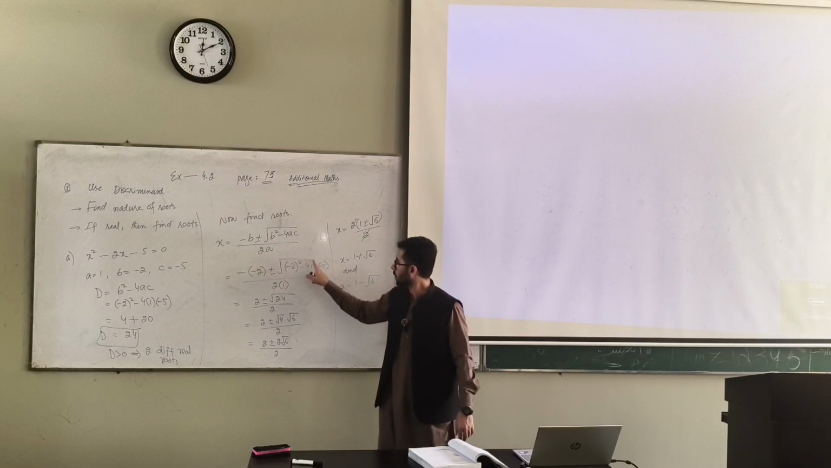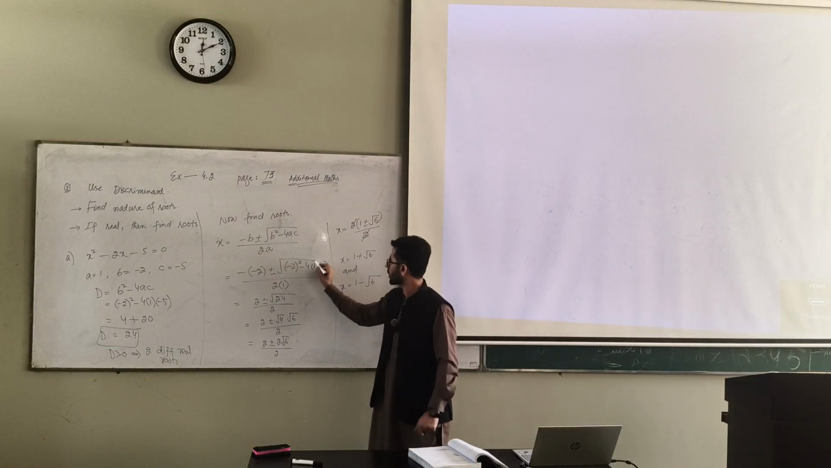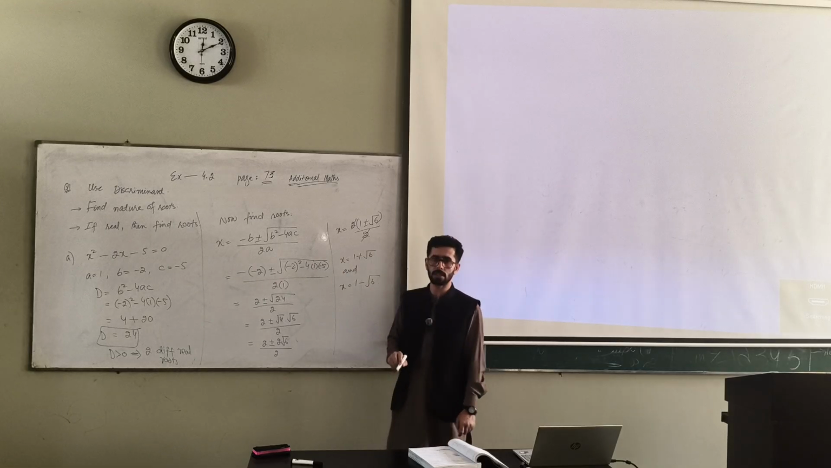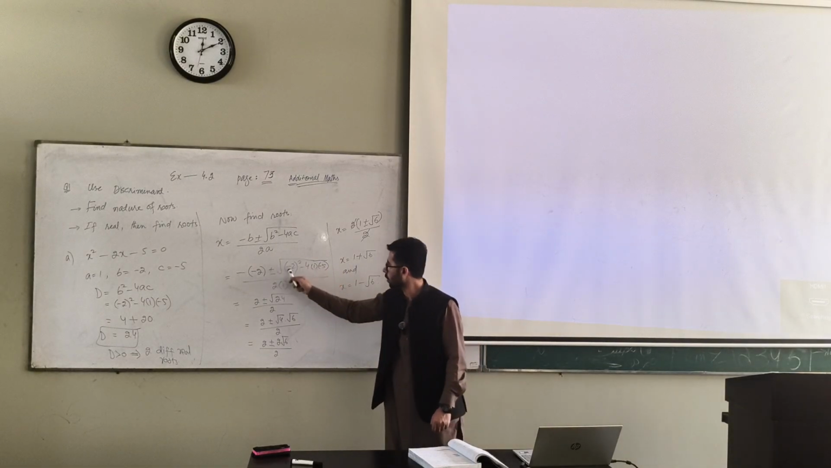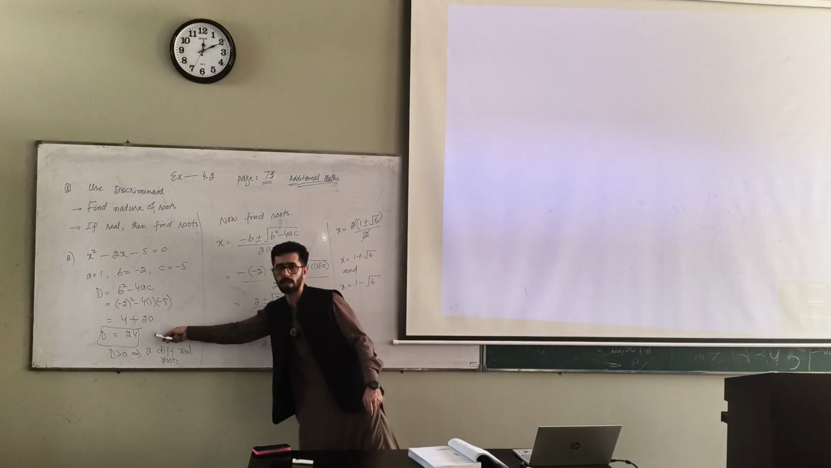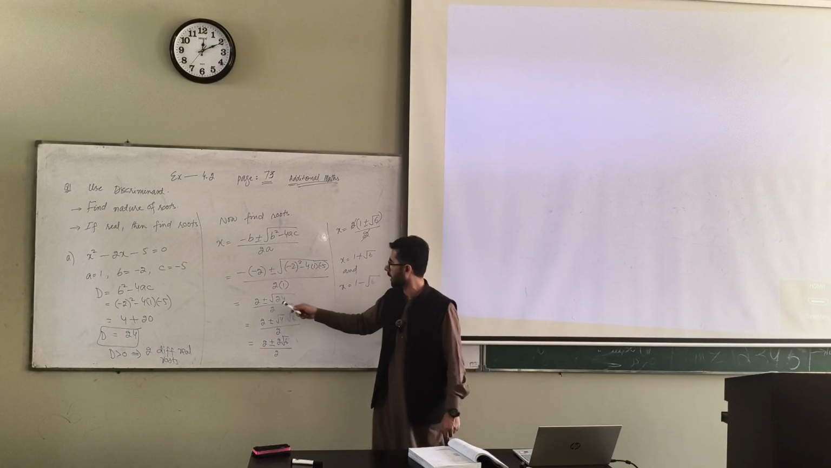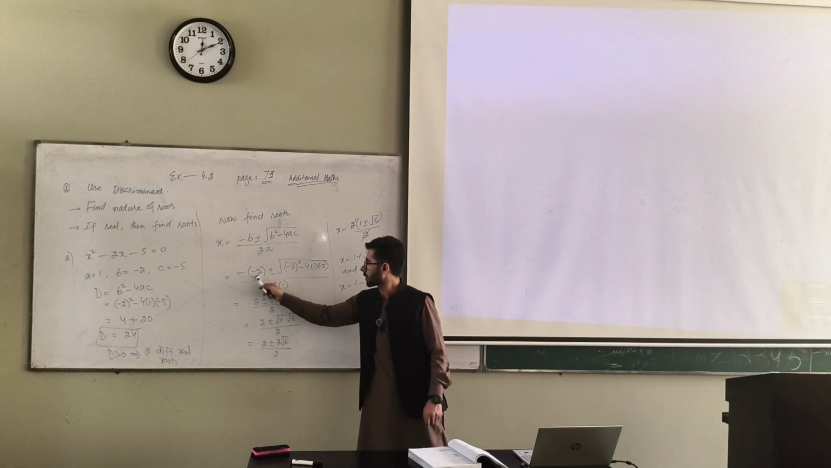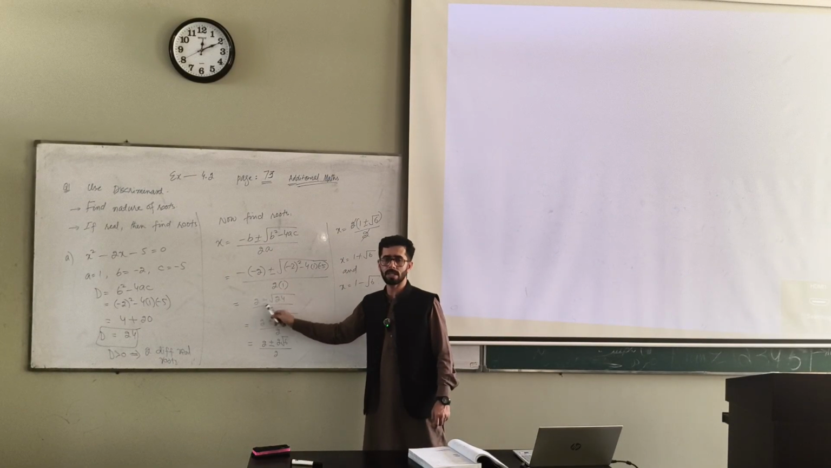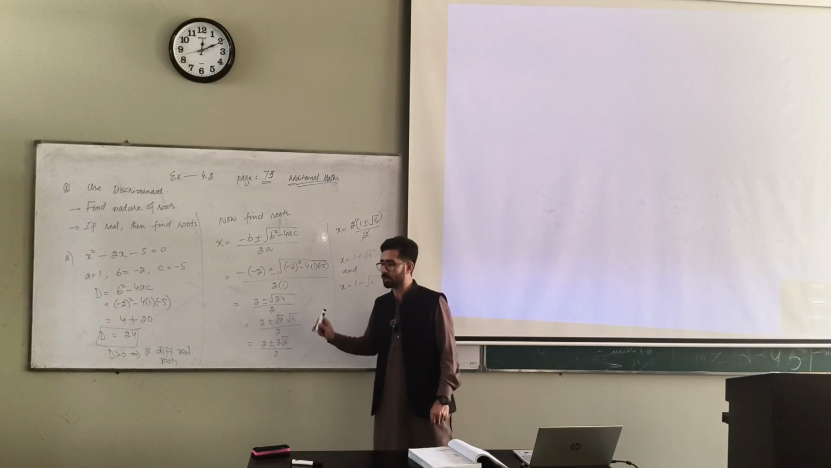We simplify it. We already know the answer of this. Let me complete this square root sign so that it doesn't confuse you. This whole answer is 24. We have already calculated it, so no point going through this again. Negative times negative 2 is positive 2. So we have 2 plus minus the square root of 24 divided by 2.